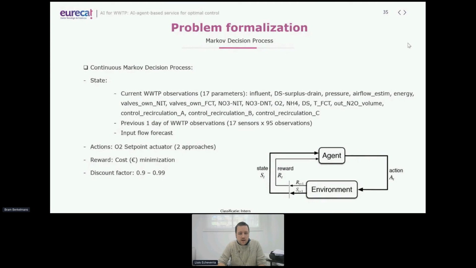Two different ways are implemented for the action space, but both deal with the O2 set point to control the aeration stage. I'm going to comment on this in the following slides. The reward signal is based on cost minimization, and I am also going to comment on this. Additionally, there is another important parameter, the discount factor, which controls how important future rewards are at the present moment. We are still working on this value.